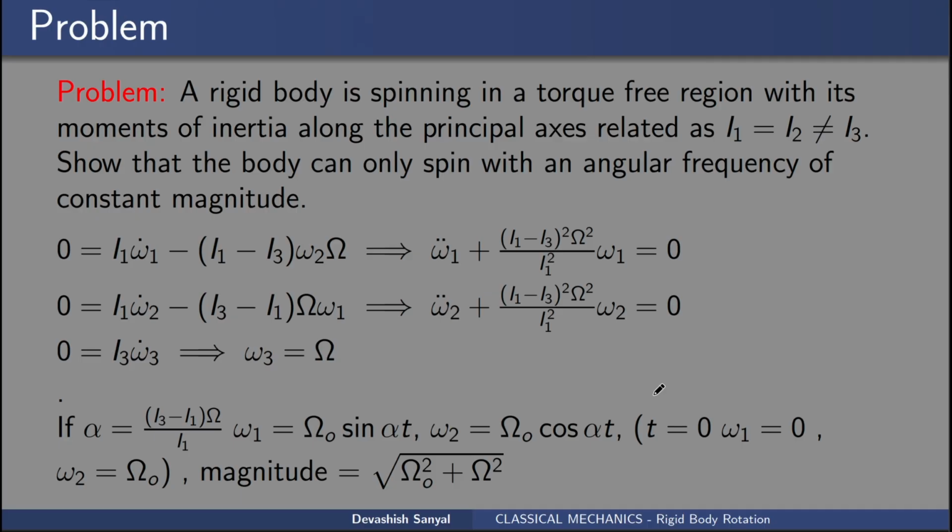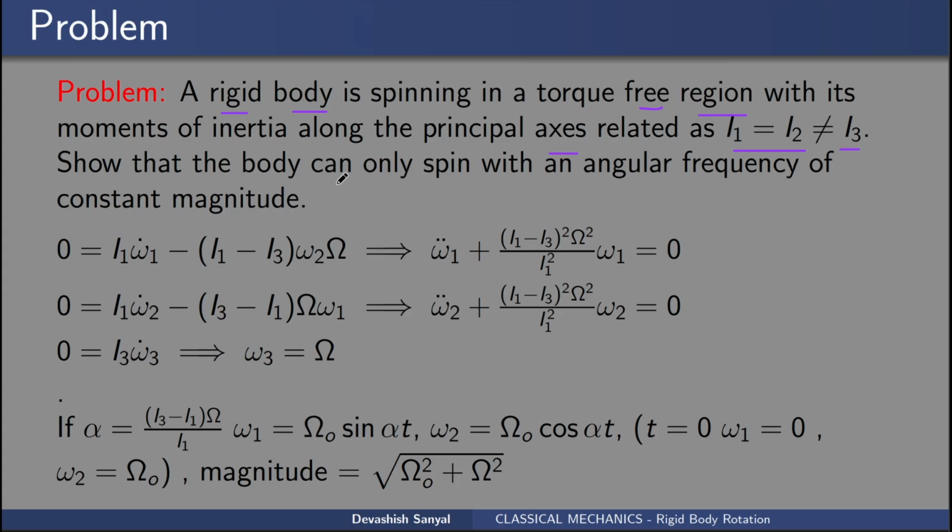We will just give an example of how things can be solved using Euler's equation. So here we have a rigid body spinning in a torque-free region, with its moment of inertia along the principal axes related as I1 equal to I2. So it's a kind of symmetrical top where I1 is equal to I2, not equal to I3.